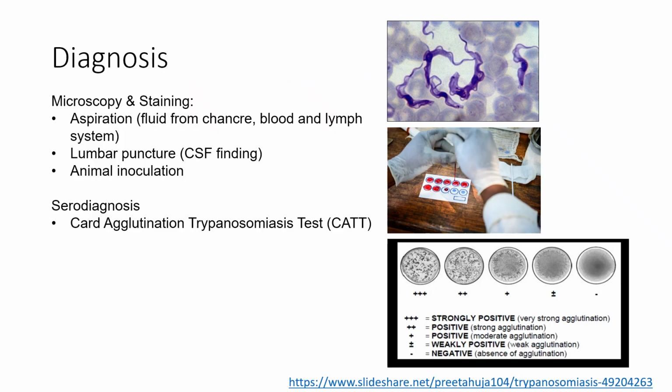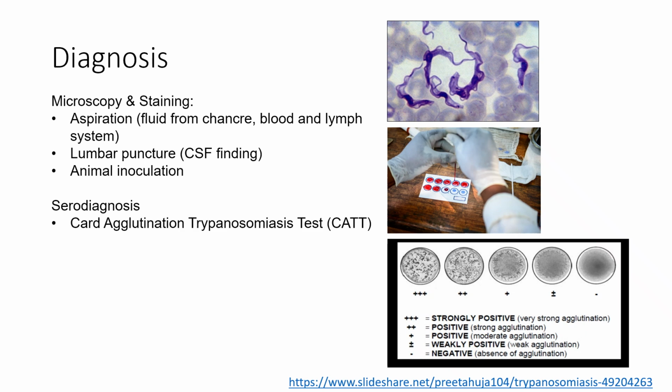The diagnosis can be done under microscopy. If you look at the picture on your right-hand side, that's how the parasite looks. This is a kinky-shaped parasite, right? It's very kinky, the purple-colored parasites. This form of parasite can be found in aspirations, either in the fluid from the chancre, or the blood, or the lymph system, or sometimes it can be found in CSF as well. And this parasite can be cultured in animals.